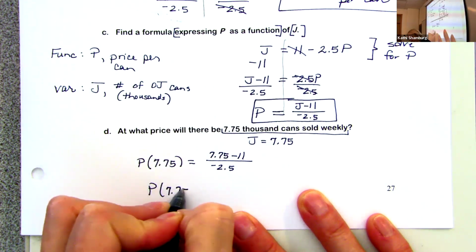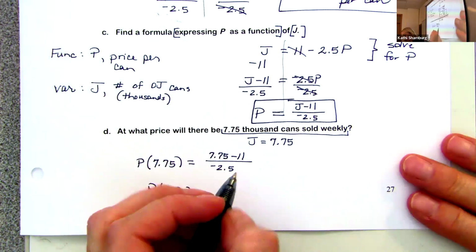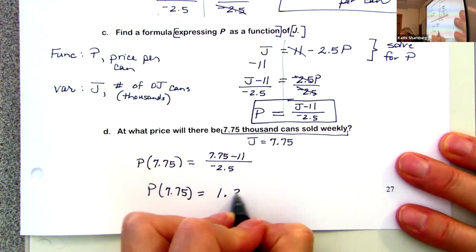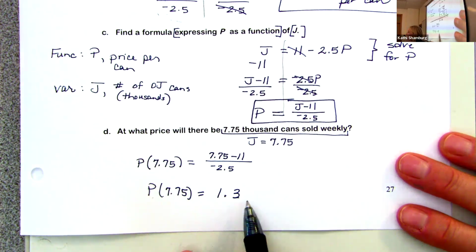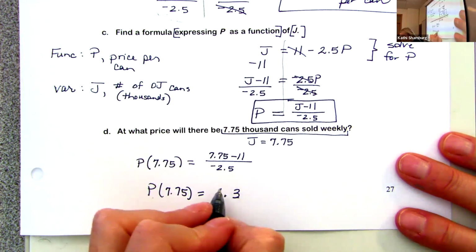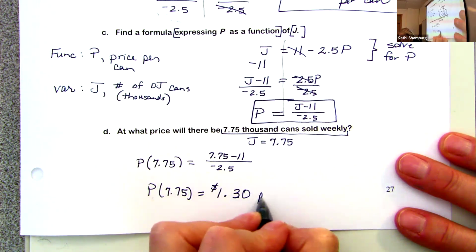So when you put that into your calculator, let me know what you calculate. 1.3. And be careful, this is your function P. P is price, so this needs to be written as price. What would that be? $1.30 per can.